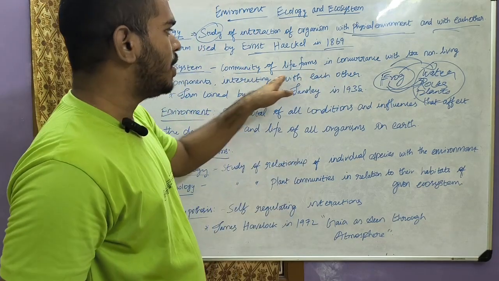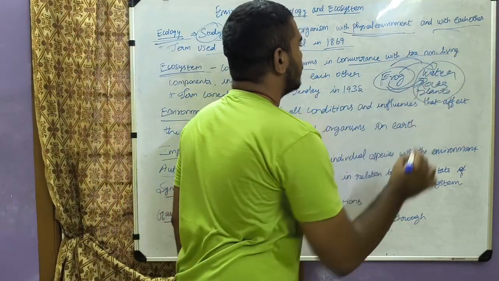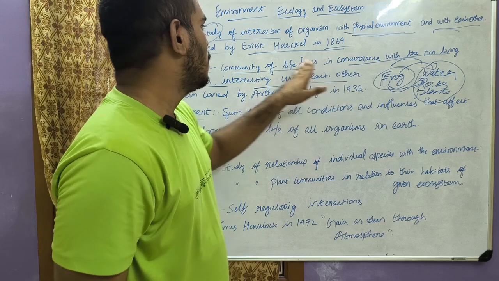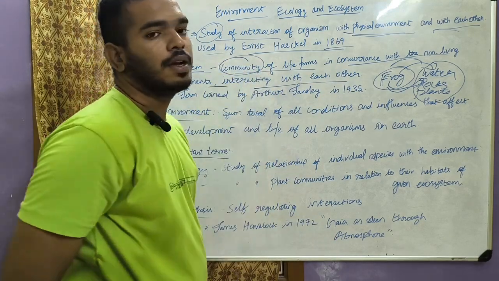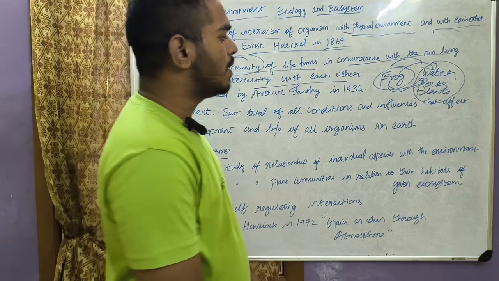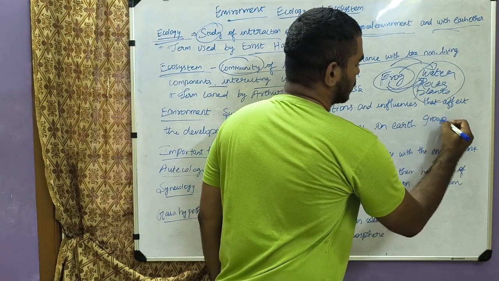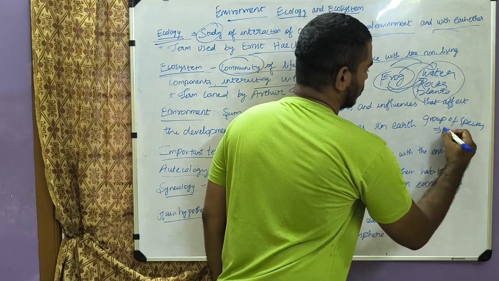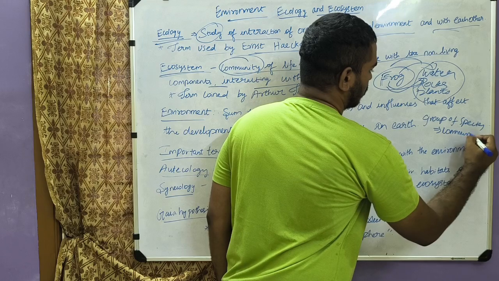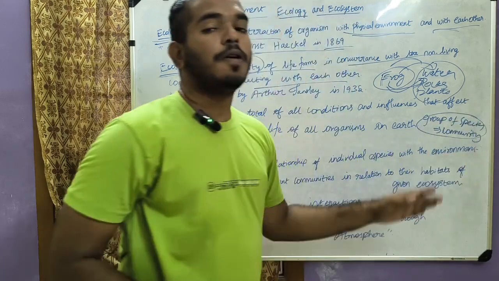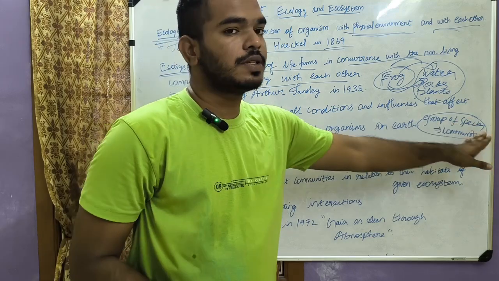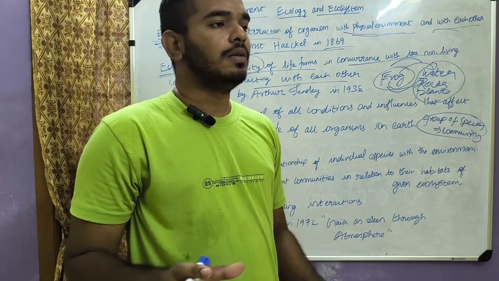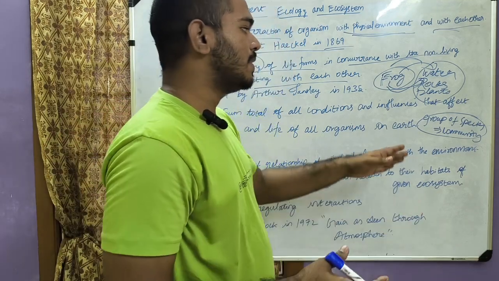An ecosystem is nothing but a community of life forms in concurrence with the non-living components, interacting with each other. Here we just need to focus on what is meant by community. A community is nothing but a group of species. A species is nothing but organisms or individuals who have the same genetic traits. That is known as a species.